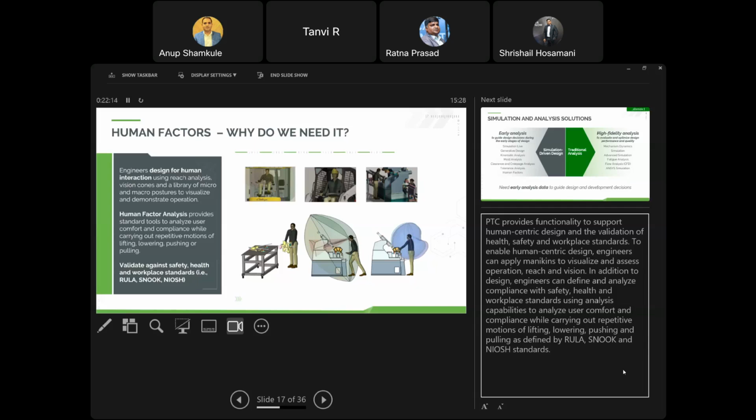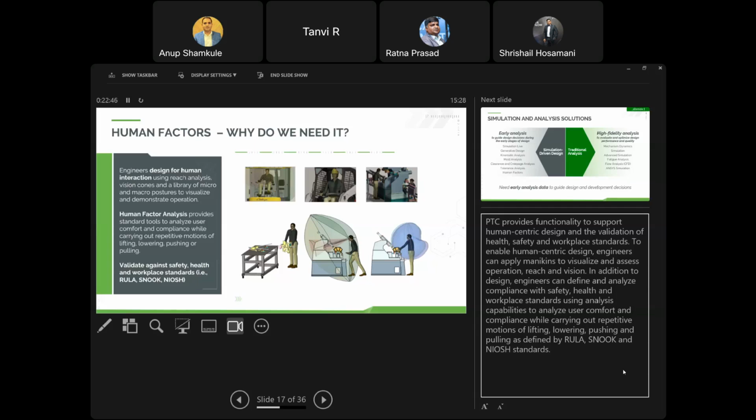Okay, so what PTC provides is functionality supporting human-centric design, and also we will be validating health, safety and workplace standards. To enable this, we will call it a mannequin, the kind of human that you are seeing before the machine. Those things we will be calling mannequin in PTC terminology. And also we will visualize and assess the operation of the machine, and the reach and vision and all.